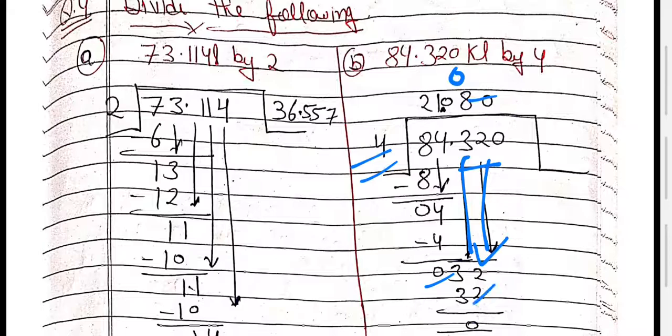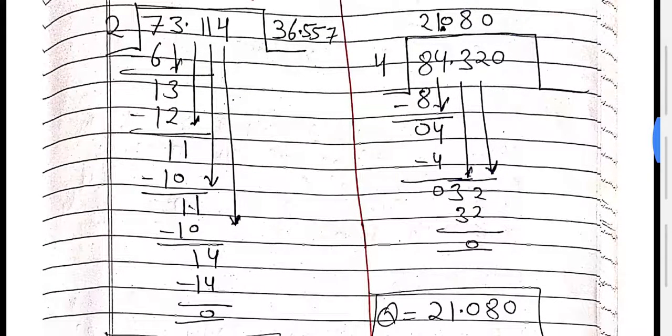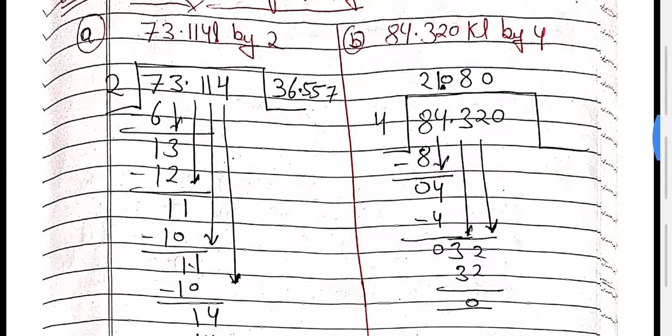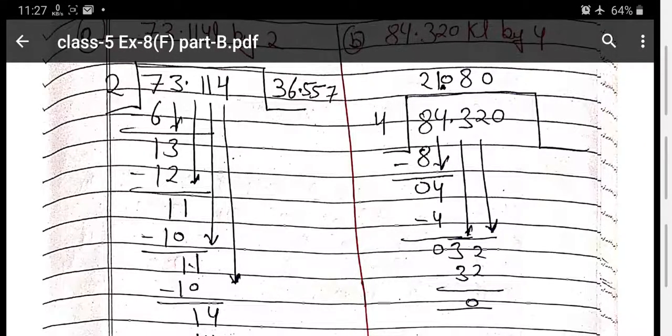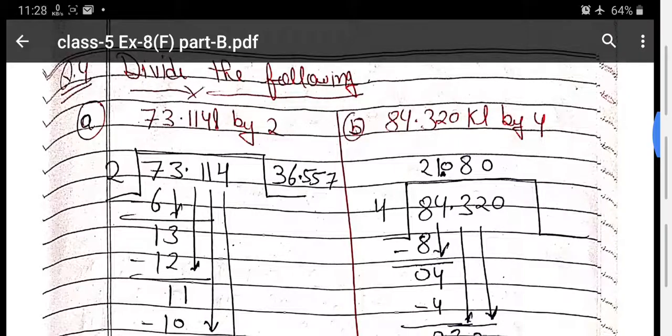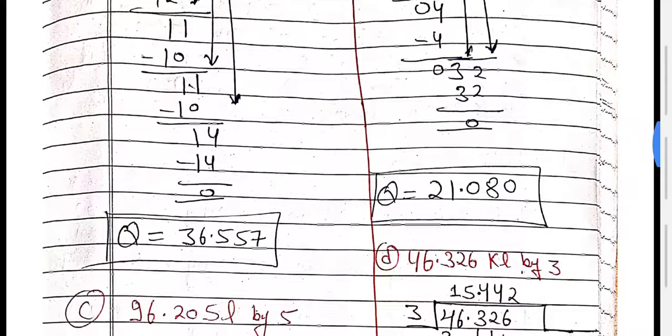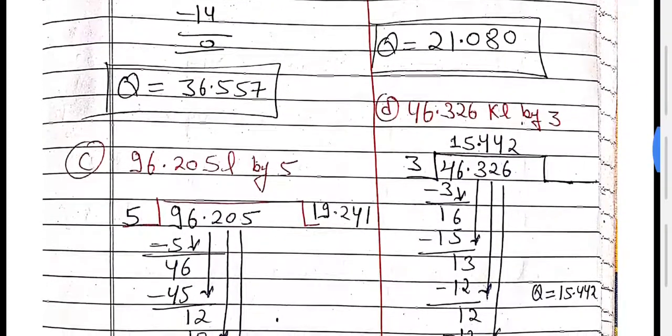Now 4 8s are 32. Okay. Now the last 0 you have to put as it is at the back side. So your answer becomes 21080, but in your number after the decimal there are 3 digits, so from the back side put the decimal after 3 digits. So your answer is 21.080.